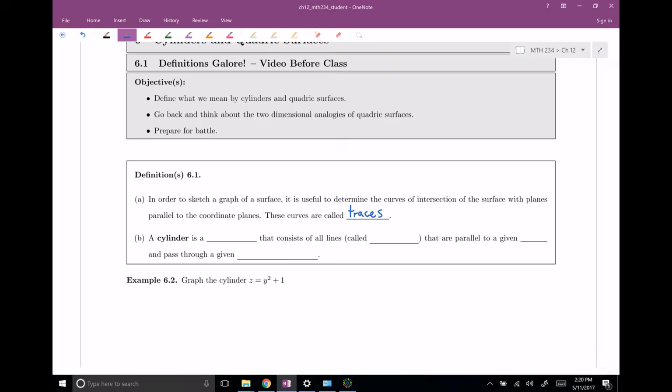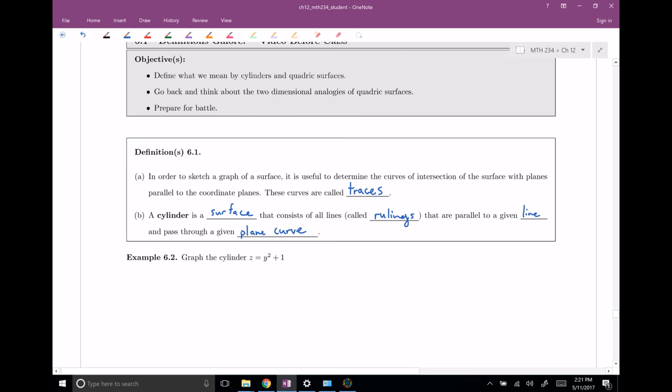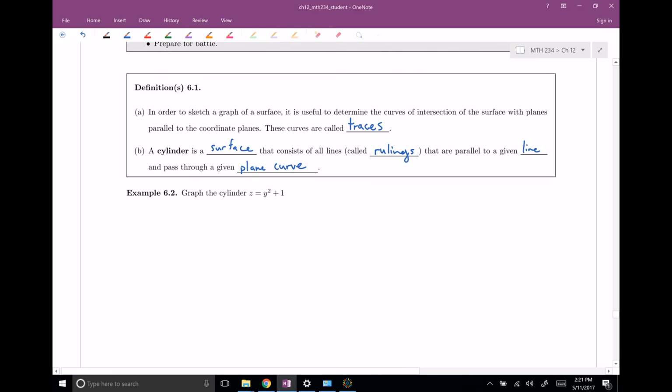A cylinder is a special type of surface, as one would guess, that consists of all lines, these are called rulings, that are parallel to a given line, some specified line, and they pass through a planar curve. Or sometimes we would just call it a plane curve. Okay, so the claim is that this thing right here is a cylinder.